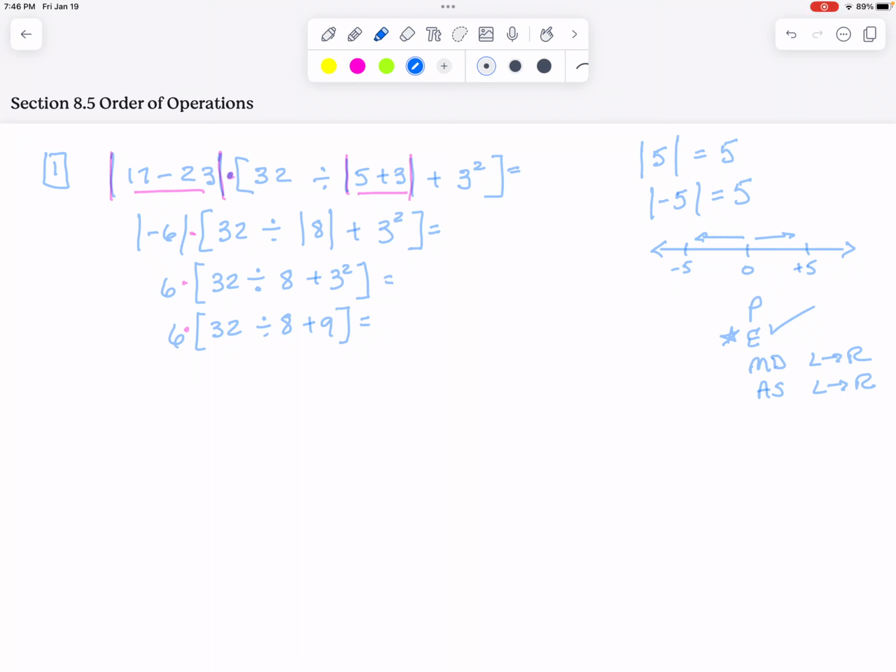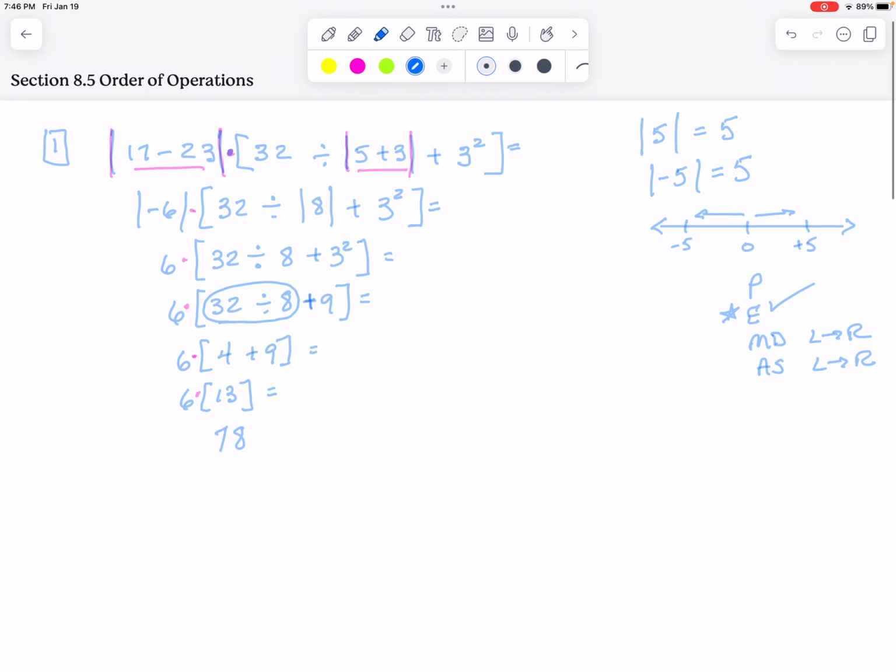I see that the division has priority over this addition, so I'm going to come through it this time and do the division. 32 divided by 8 is 4. Still working inside the bracket, I can now do the addition because that has last priority. And now, since I'm finished up with everything inside the brackets, I can move outside the brackets and pick up this multiplication by 6 out here. So it looks like that's going to be 18 78. So this result here is going to be 78. Okay, hopefully that will help some.